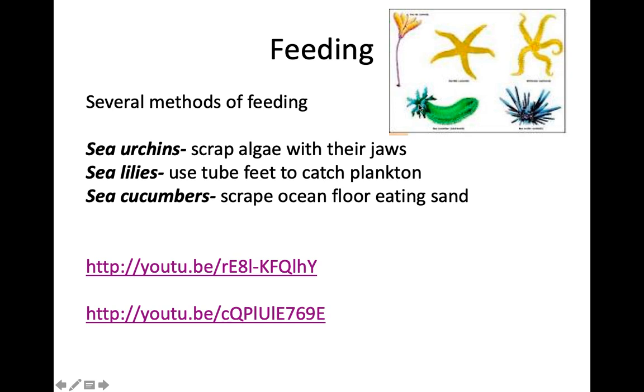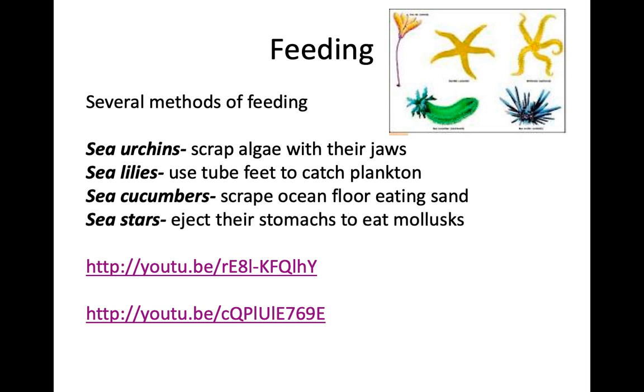Sea cucumbers, like this, look amazingly similar to a cucumber, except it's muscular. This actually kind of crawls along the floor. It does have tube feet on the outer surface to help it walk. But the way that sea cucumbers eat is they scrape the ocean floor, and they're detritivores. So they pick up sand, they also pick up any waste, and that's what they consume.